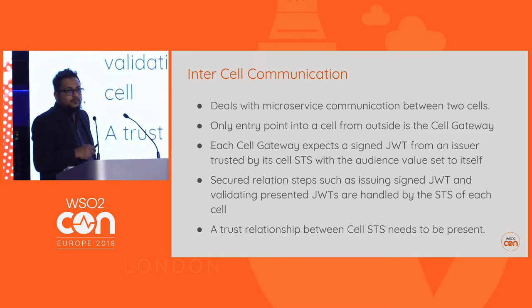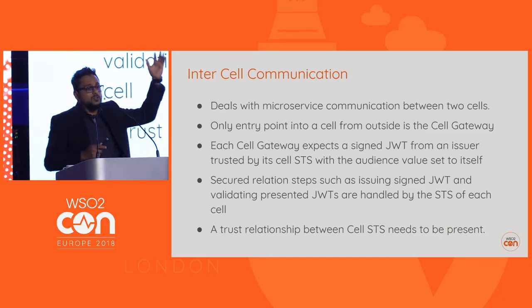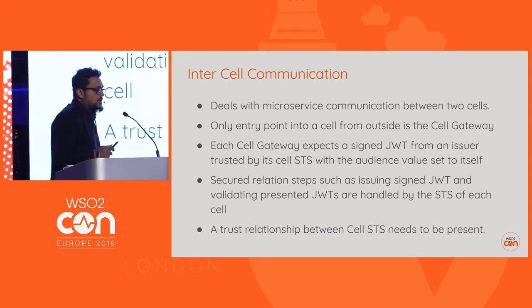Like we mentioned earlier, the only entry point is through a cell gateway. You can't directly call the service, because it's going to be intercepted by the service mesh proxy, which will try to do the token validation. At that point, it will figure out, OK, you don't have a valid token. The call will get rejected, right?